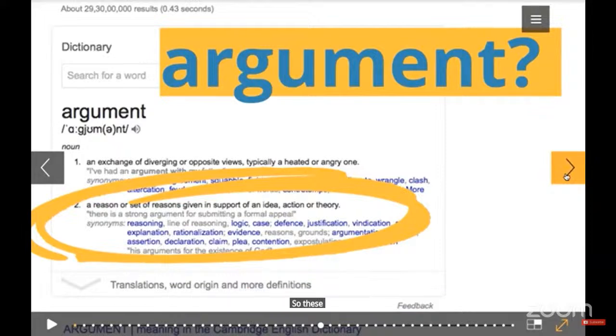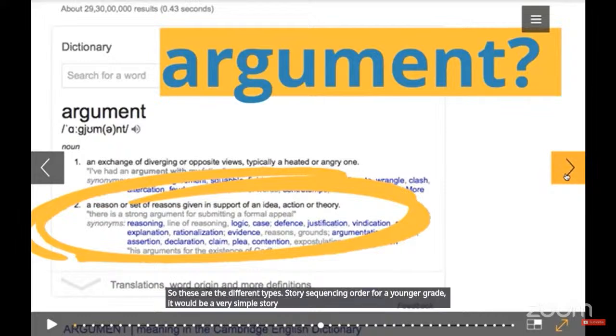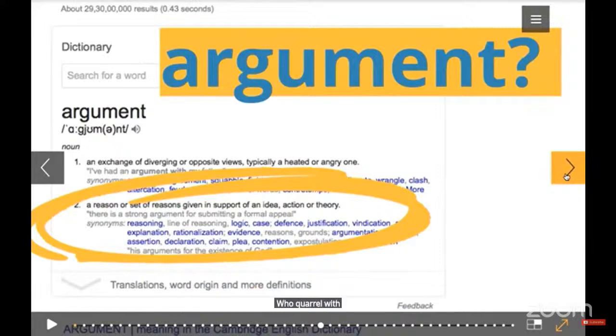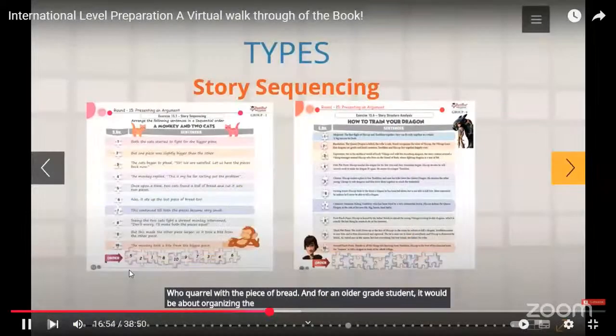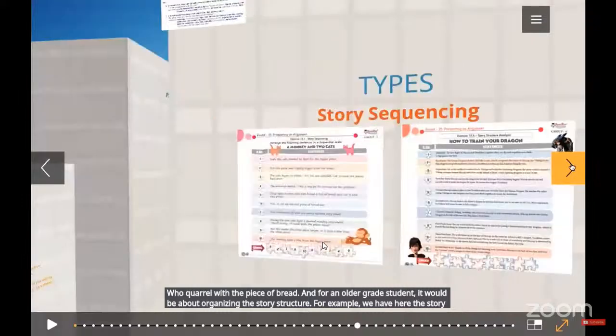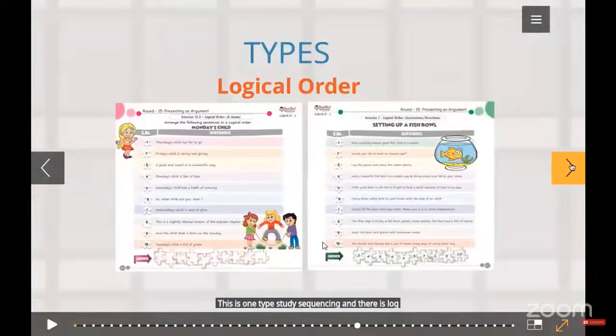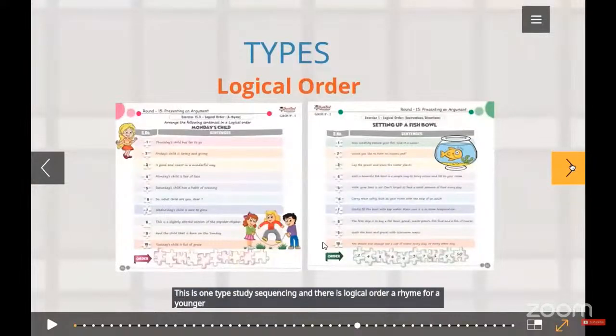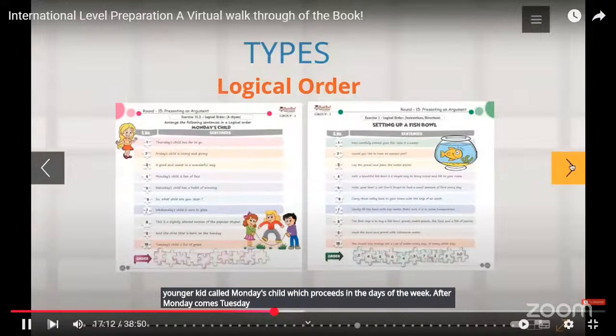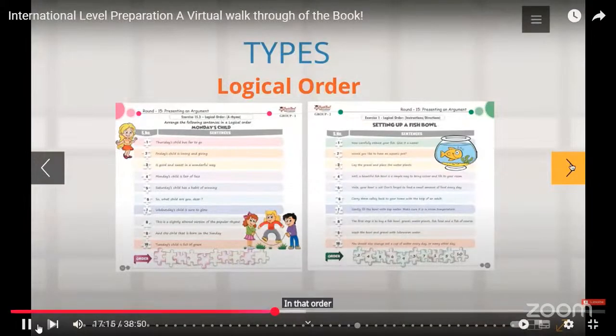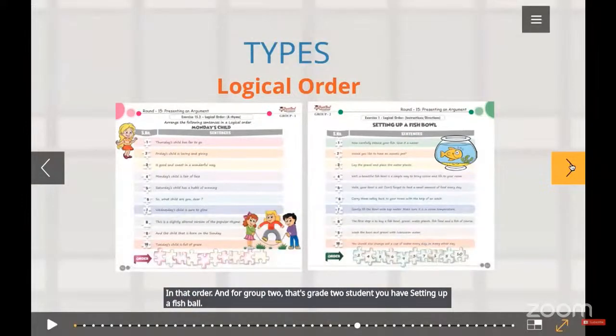So these are the different types. Story sequencing order. For a younger grade, it would be a very simple story about a monkey and two cats who quarrel over a piece of bread. And for an older grade student, it would be about organizing the story structure. For example, we have here the story of How to Train Your Dragon. This is one type, story sequencing, and there is logical order, a rhyme for a younger kid called Monday's Child, which proceeds in the days of the week. After Monday comes Tuesday, Wednesday, Thursday, in that order. And for group 2, that's grade 2 students, you have setting up a fish bowl. What are the steps that you logically progress?